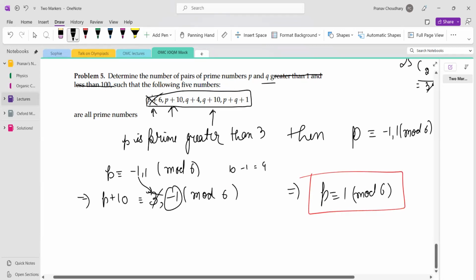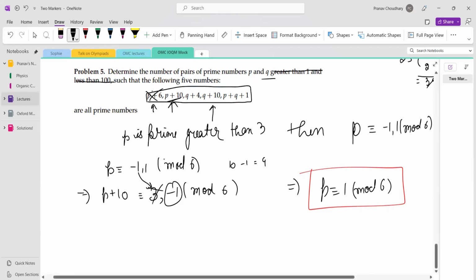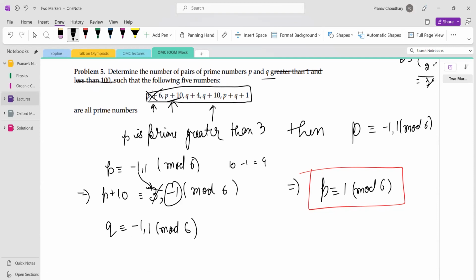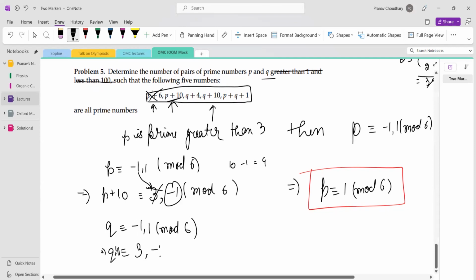And you can just check that the P plus 6 condition does not really matter here, modulo 6 at least. And we are done with this condition. Let's talk about Q. We know that Q is congruent to minus 1 or 1 modulo 6. And if we check the plus 4 condition, Q plus 4 should be congruent to minus 1 plus 4, which is 3, and 1 plus 4, which is 5, which is minus 1 mod 6. But this is not possible. So the only possibility is Q is congruent to 1 mod 6.